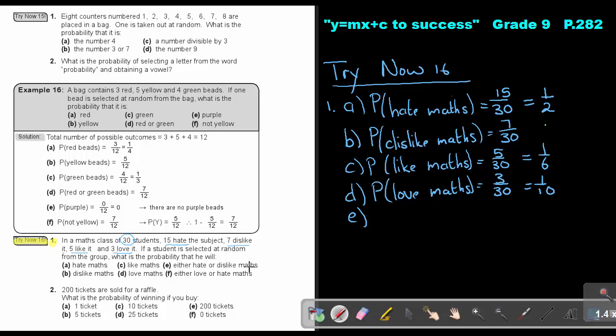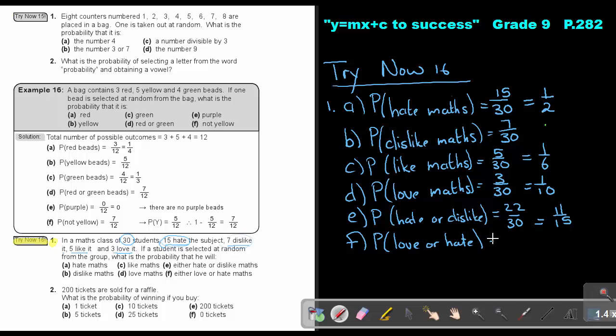And then number E, either hate or dislike. So it's hate or dislike. So in this case, it's going to be 15 plus 7. So, probability, hate or dislike. And remember, 15 plus 7, so that is 22 over 30. And that will simplify to 11 over 15. And then, either love or hate. You either love it or you hate it. Okay, so where's the love? There's the love, and so it's the 3 plus the 15. So it's going to be 18 over 30, which simplifies to 3 over 5.